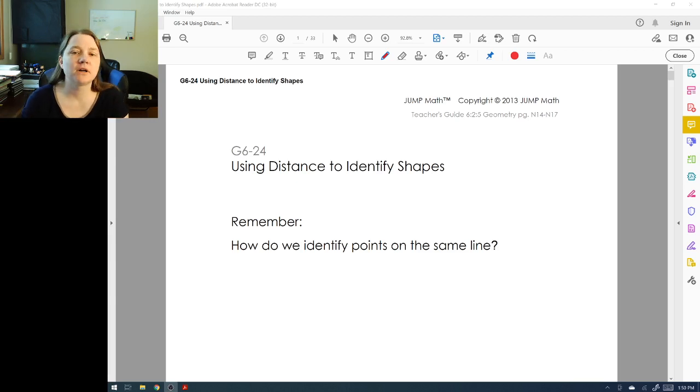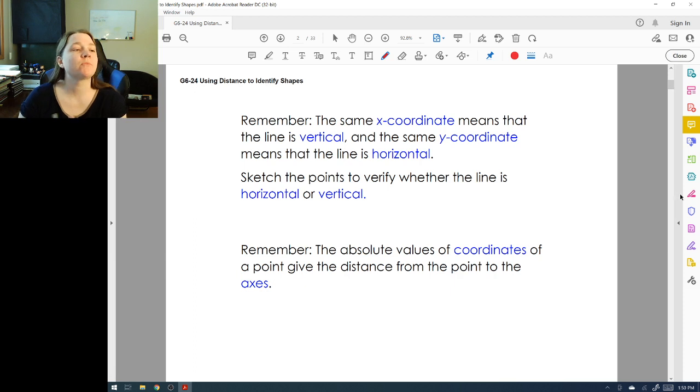This video is going to talk about using distance to identify shapes. First off, remember that to identify points on the same line, you want to look at the coordinates. For example, the same x-coordinate means that the line is going to be vertical. Having the same y-coordinate means that the line is going to be horizontal.